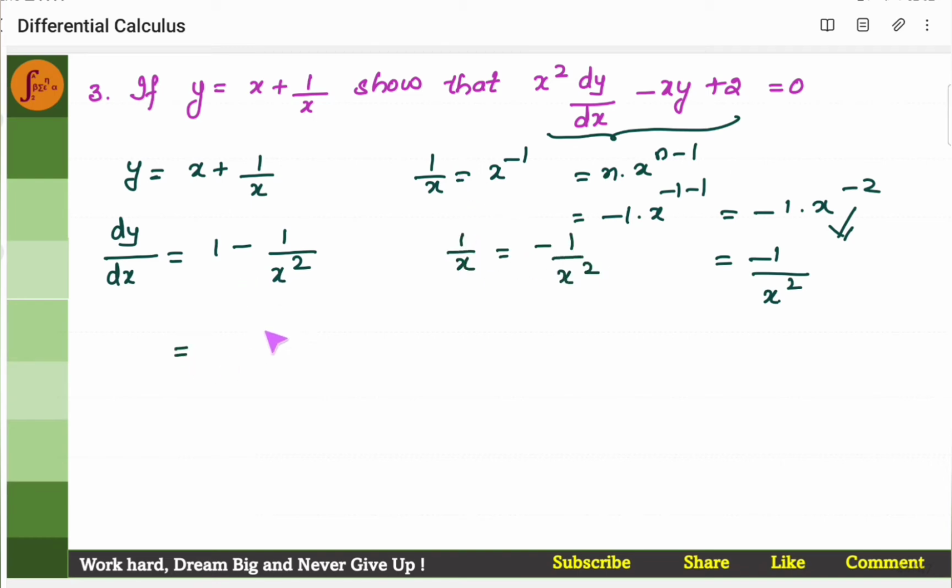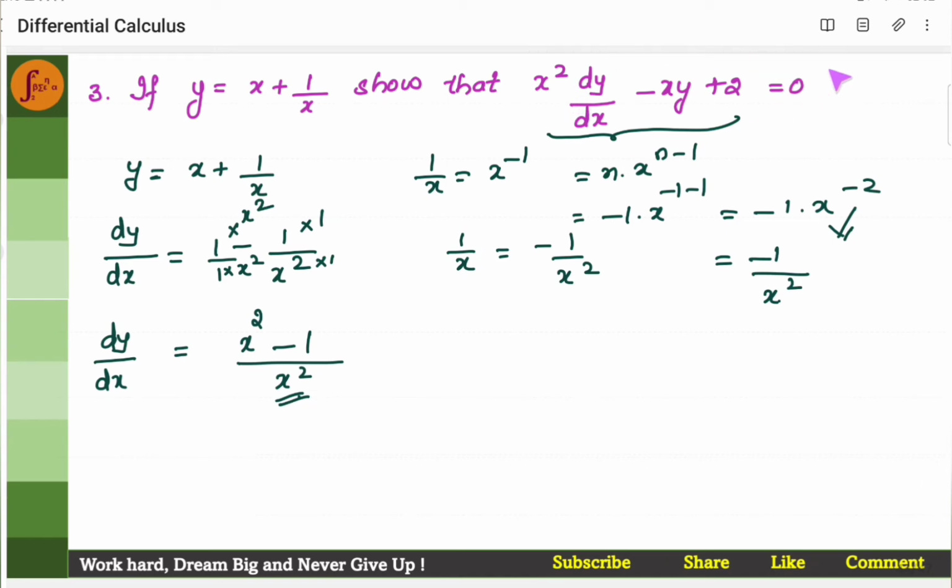So now I'll take the LCM. The LCM would be x square. Assume that there is 1 here. If I have to get LCM as x square, I have to multiply 1 by x square, and I have to multiply the numerator as well. So I'll get x square into 1 is x square. And to get x square here, I multiply the numerator with 1, so 1 into 1 is 1. So dy by dx is equal to x square minus 1 by x square.